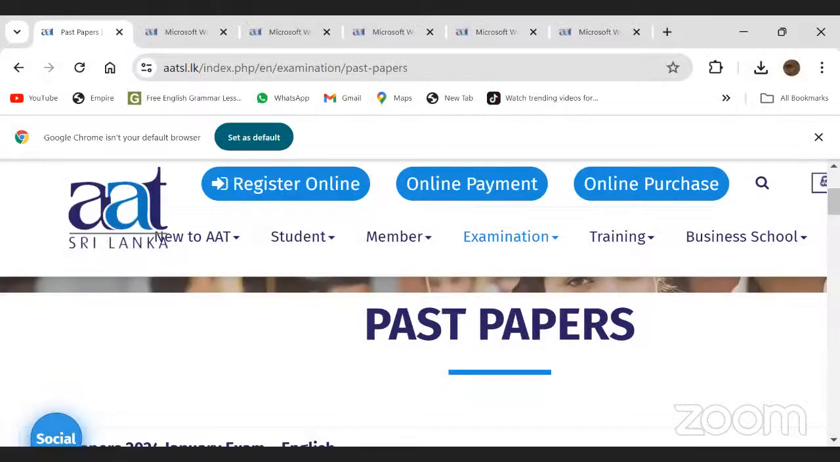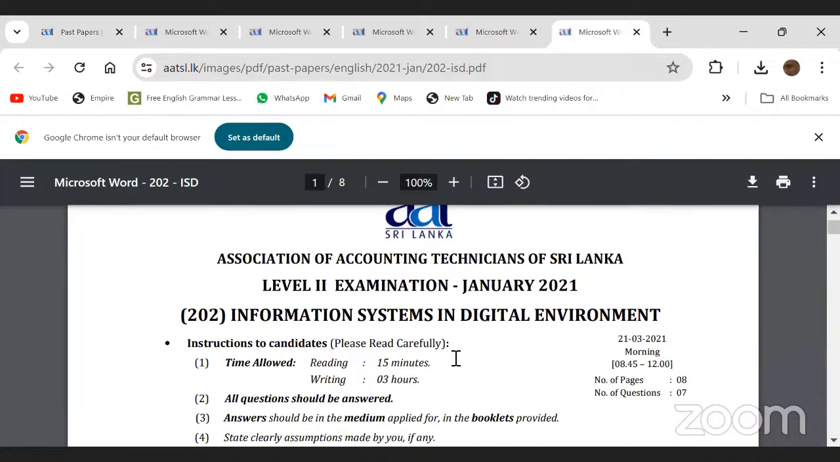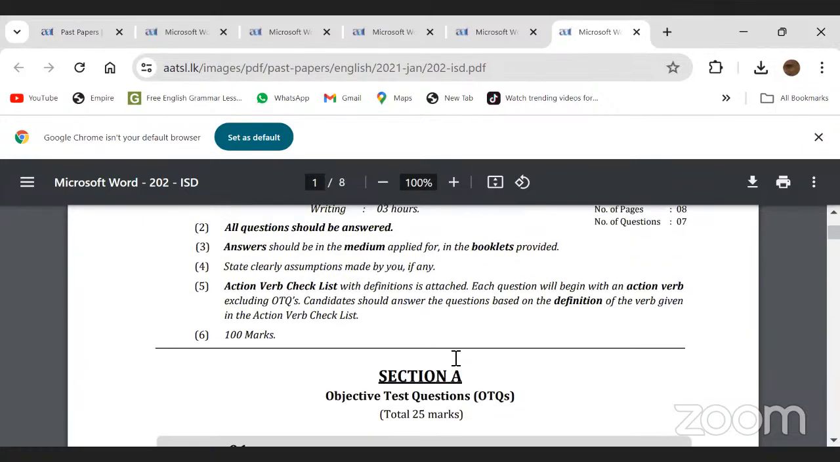Okay, I have selected 5 past examination papers for the discussion. We will start from 2021. First of all, let me analyze the structure of the paper.